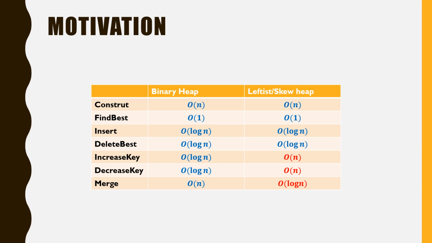In the previous video, we explored two merge-efficient heap data structures, the leftist heap and the skew heap. These data structures reduce the time complexity of the merge operation to O(log n), an improvement over the O(n) time complexity of a binary heap. However, the time optimization comes at a cost. The time complexities for the increase key and decrease key operations increased from O(log n) to O(n).